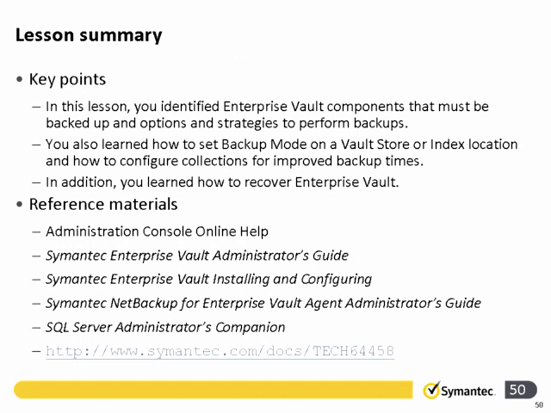Lesson summary here: you identified the Enterprise Vault components that must be backed up, and the options and strategies for performing those particular backups. We also went through and looked at what backup mode did and how we can set the backup mode on the Vault stores and the index locations, as well as configuring the collections to help improve the backup times. We also looked at some different strategies for recovering your Enterprise Vault infrastructure.